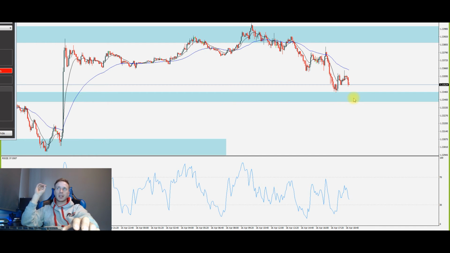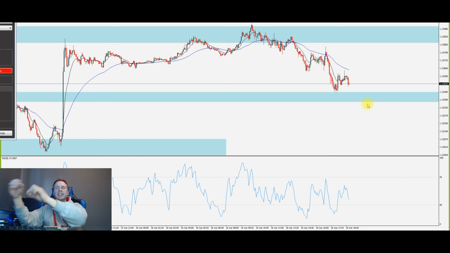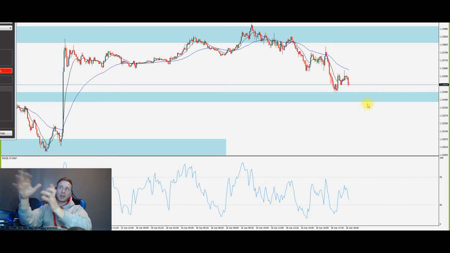The biggest mistake beginners make is they try and predict the market's next move. Now, even though I've just said we're going to form a double bottom, I'm not going to get into a trade until we actually form a double bottom. I trade what I see, let the market make its move, and then I will make my move.